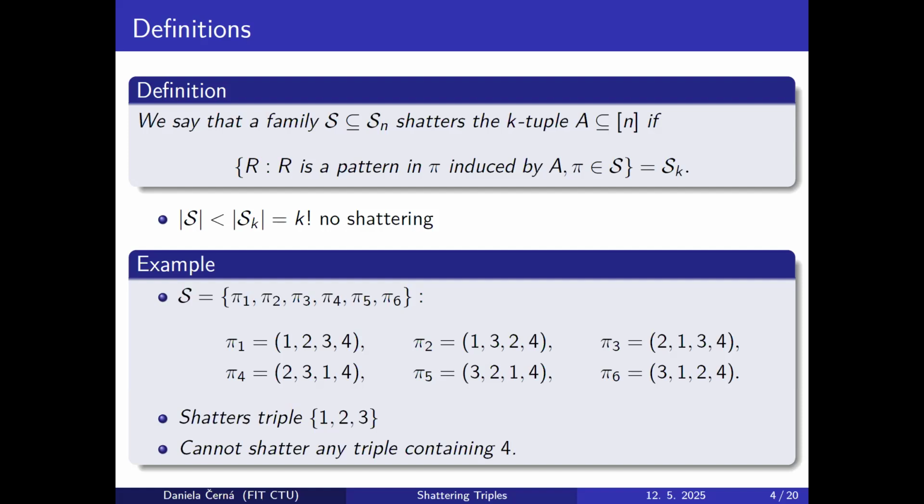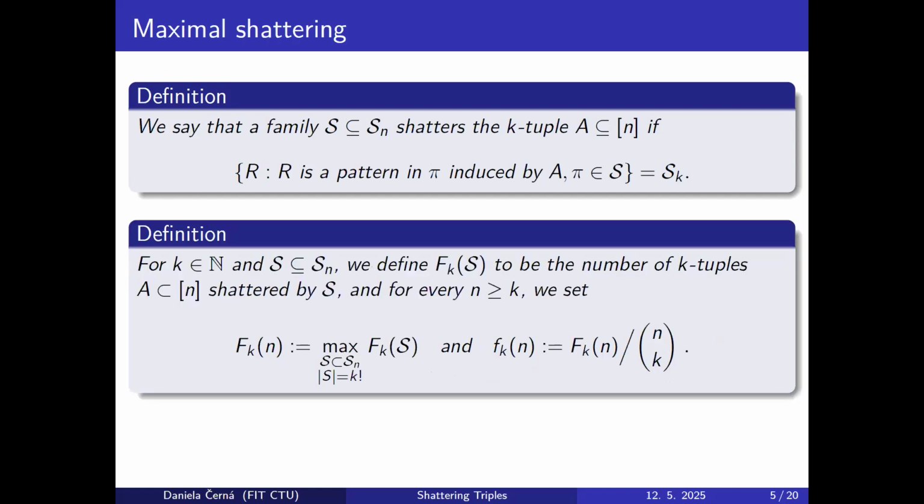Looking at this definition, there are two possible questions you might ask. One question is that if you fix n and k, what is the size of the smallest family S that shatters everything? Which is an interesting question in its own right. But we looked at a different question, and that is if we fix not only n and k, but also fix the size of S being smallest possible, which is k factorial, what is the maximum number of k-tuples that you can shatter?